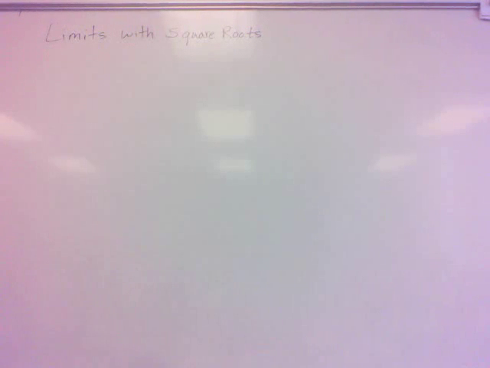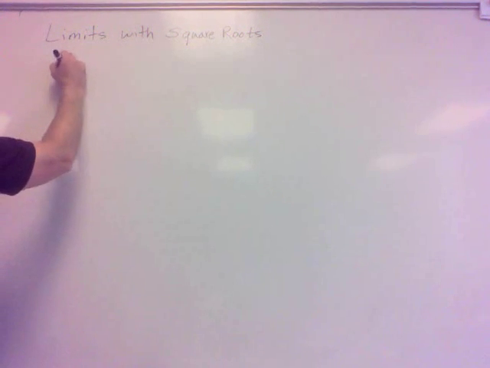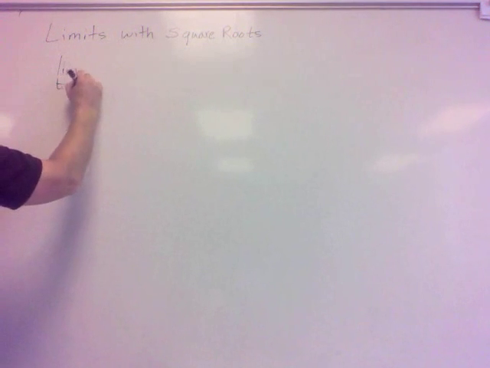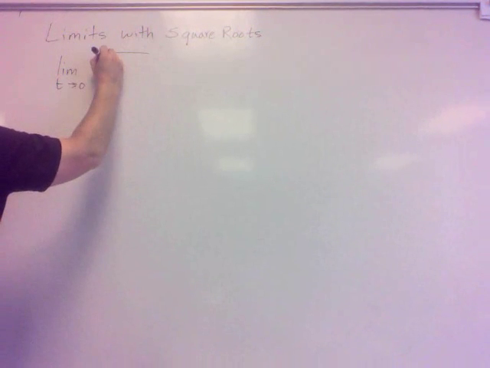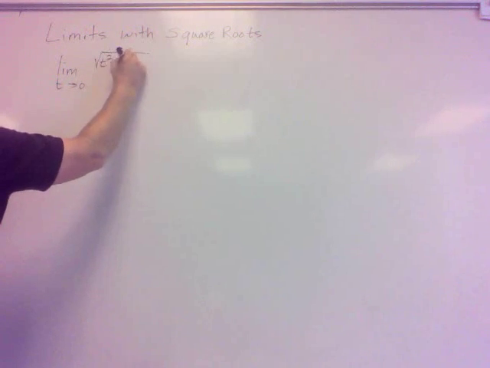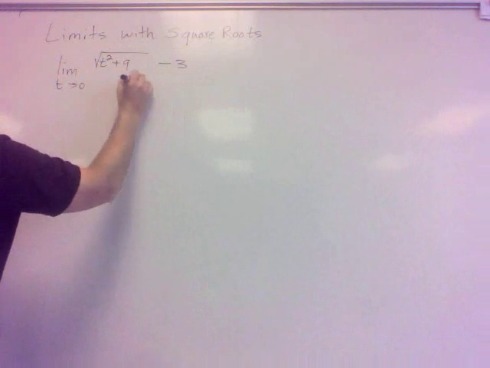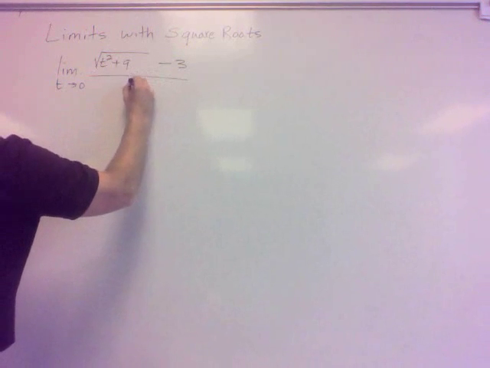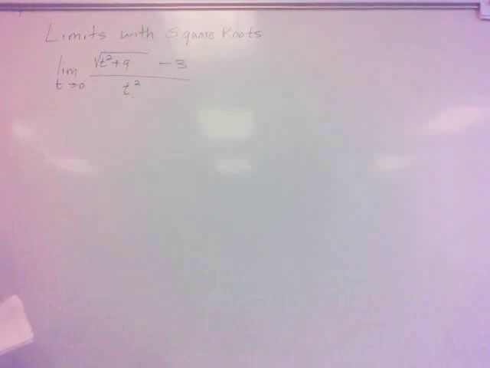All right, a little bit on limits with square roots. When we come across a limit with a square root, let's see how we can go about that. Limit as t approaches 0, and the top's going to be the square root of t squared plus 9, and then minus 3 on the outside. And then the bottom will be t squared. This definitely fits under the category of a limit with a square root. But we notice same problem as before. Can I substitute directly? I cannot, because the bottom would be 0.